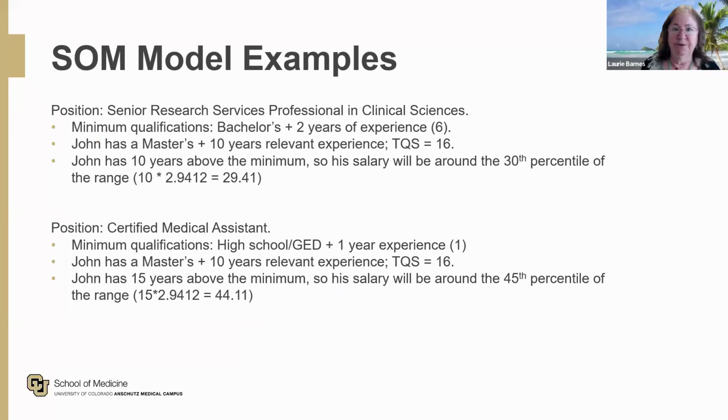So a couple of examples, and these examples are put together to help you think about where people are placed on the range. It's not about the dollars, but really about the placement, because all of the ranges are different. In this first example, we have a senior research services professional in clinical sciences. The minimum qualifications for that level is a bachelor's and 2 years, or a TQS of six. John has a master's and 10 years of experience, so John's TQS is 16. So John has 10 years above the minimum. So his salary would be around the 30th percentile of the range.